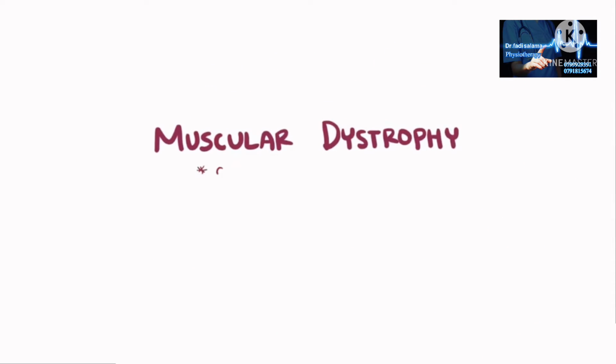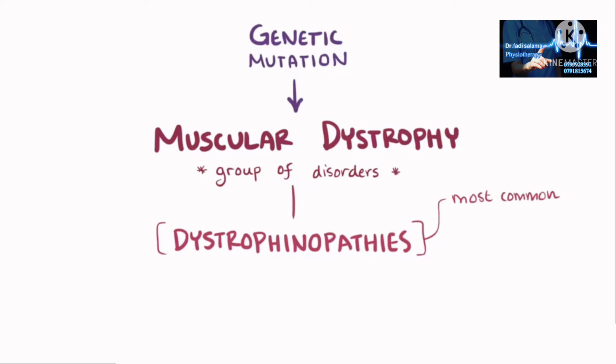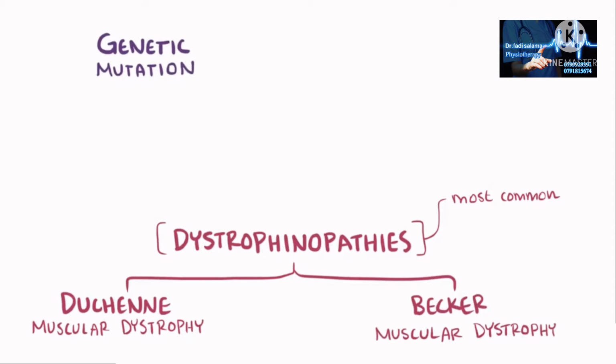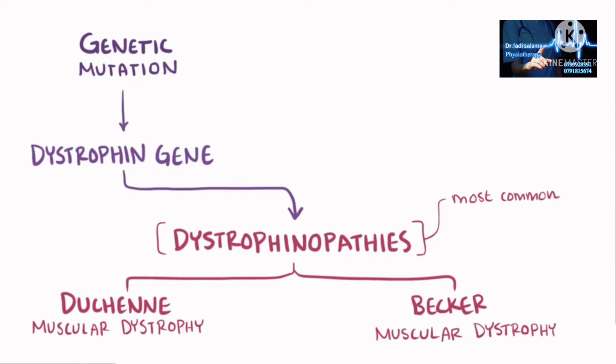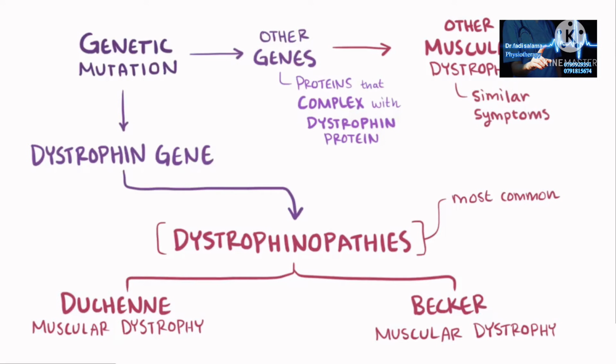Muscular dystrophy is actually a group of disorders, all of which are caused by genetic mutations. Within that group, dystrophinopathies are the most common, which includes Duchenne muscular dystrophy, or DMD, and Becker muscular dystrophy, both of which result from mutations in the dystrophin gene. In addition to those two, genetic mutations in other genes are responsible for several dozen other muscular dystrophies, some of which code for proteins that form a protein complex with dystrophin protein.